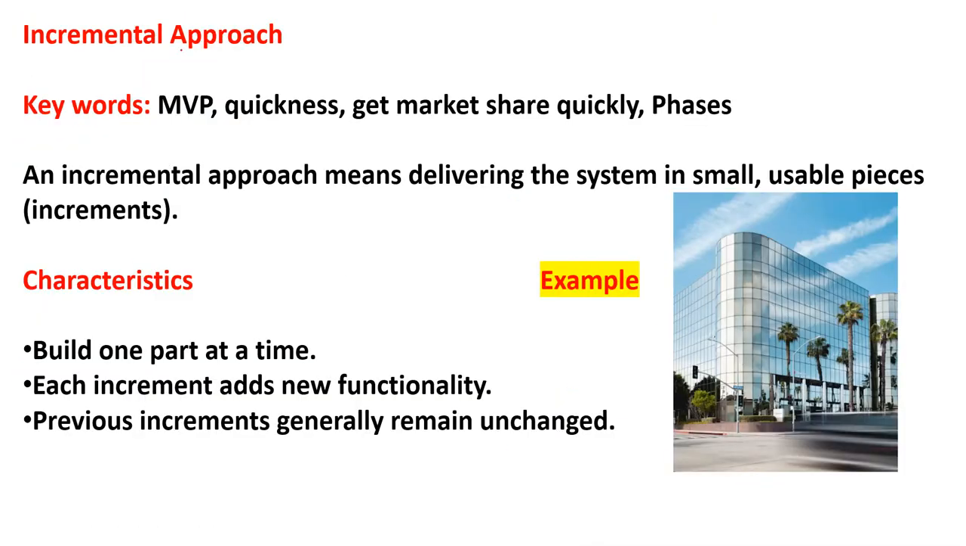The second is the incremental approach. Suppose there is a scenario with A, B, C, D options, you have to select whether it is incremental or adaptive. So keywords are minimal viable product, MVP, minimum viable product, quickness, get market share quickly, or phases. These are the keywords. If you see these keywords in the scenario, it means you have to select the incremental. But what does it mean?